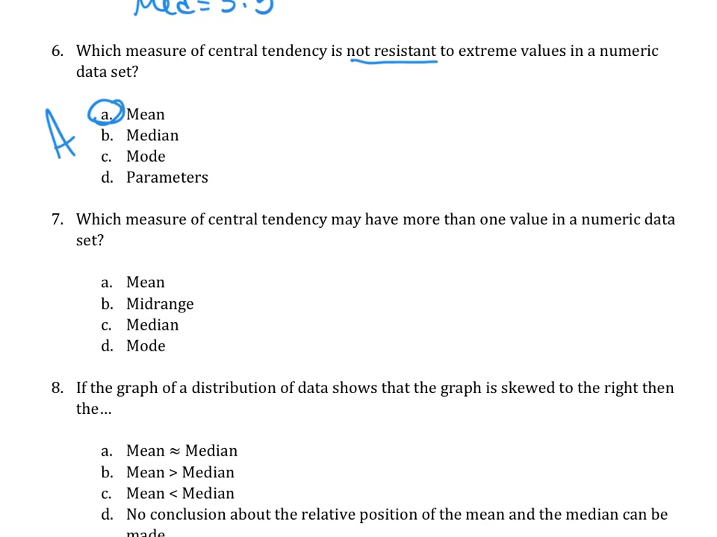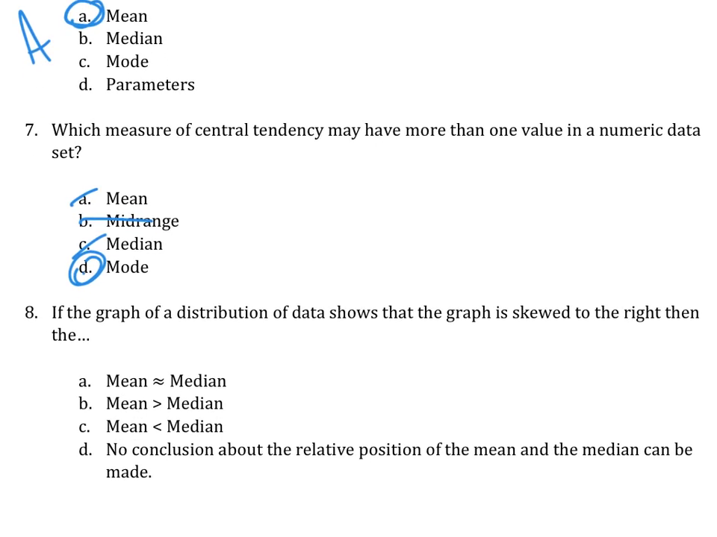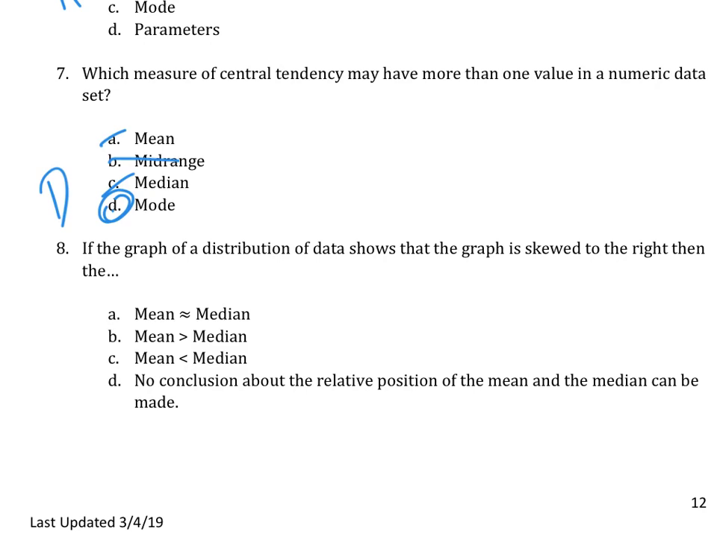Number 7, which measure of central tendency may have more than one value in a numeric data set? That is the mode. There's only going to be one mean. Again, mid-range isn't a thing that we've learned. There will only be one median, but a mode we can have up to 2 before we say there's no mode. So D is correct for 7.